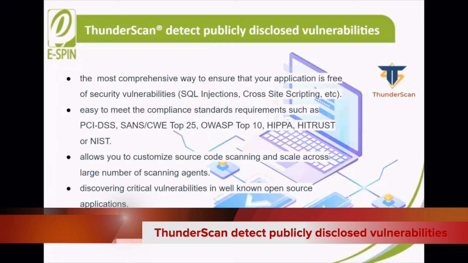With ThunderScan SAST, it is very easy to meet compliance standard requirements such as PCI DSS, SANS CWE Top 25, OWASP Top 10, HIPAA, HITRUST, or NIST. ThunderScan SAST's easy to use and very powerful REST API allows you to customize source code scanning and scale across a large number of scanning agents.